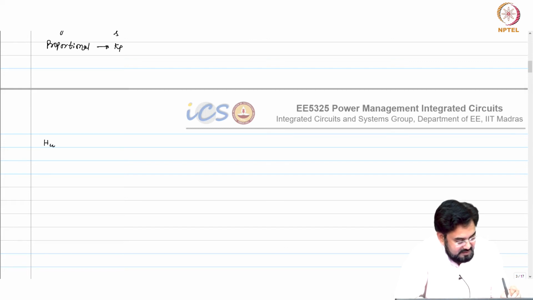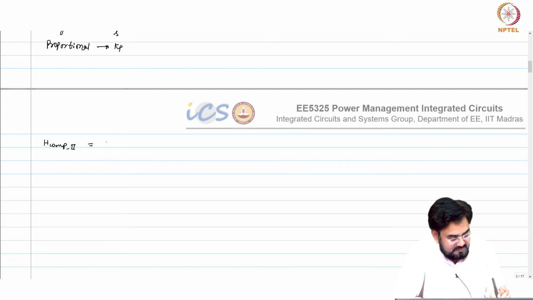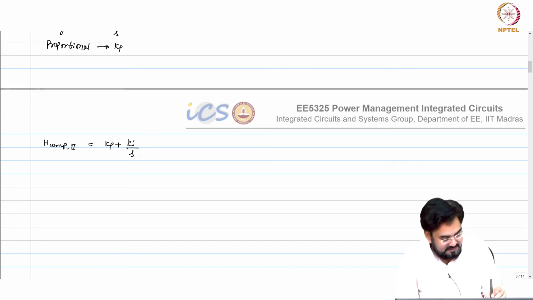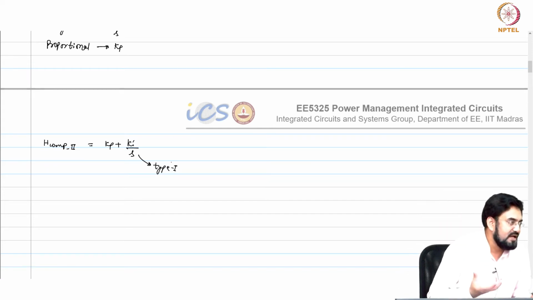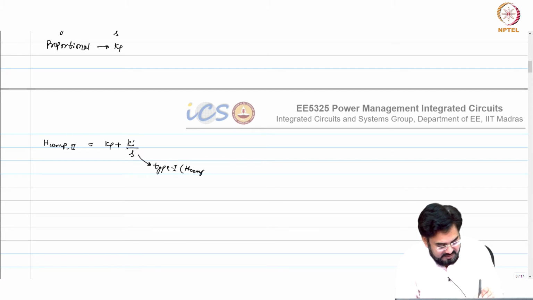So, if I want to write H of COM, I will say 2 here, which means type 2 compensator, okay. KP plus KI over S. Okay, and what is this? This is nothing but type 1. This type 1 compensator. So, all you did in the type 1 compensator, you added a proportional term, which is KP, or I will call it HCOM.